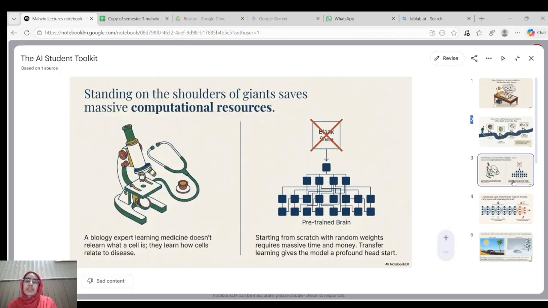Starting from a blank slate with random settings takes too much time and money. To avoid this, we take a model that already knows how to see shapes and patterns and give it a massive head start on our medical task. In simple words, we take a pre-trained model that is trained on general knowledge, and then train it on a specific task, for example medicine. That would be much easier.